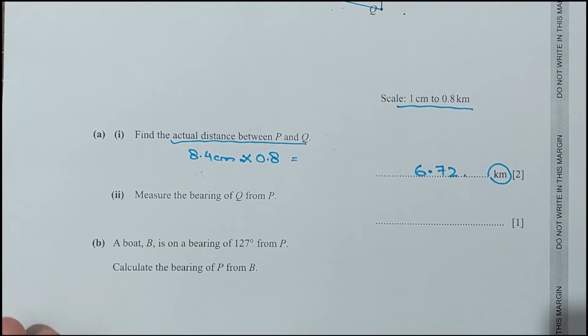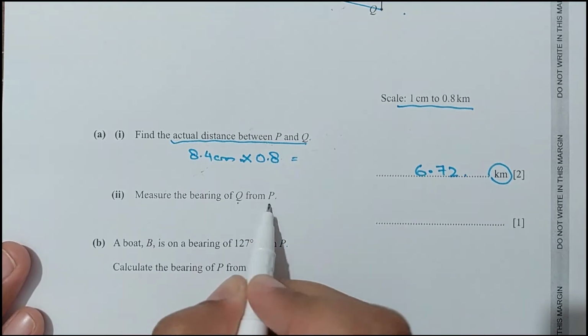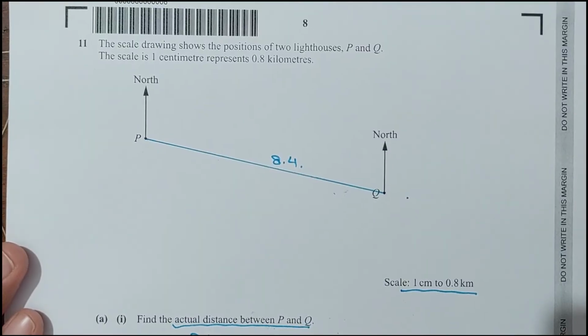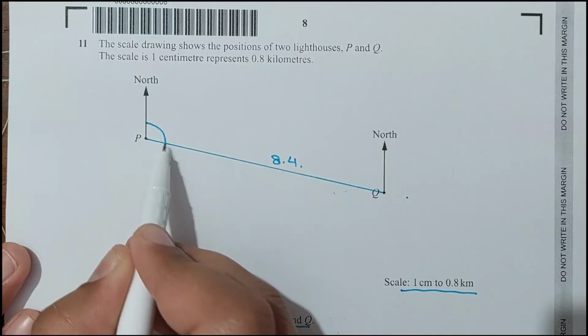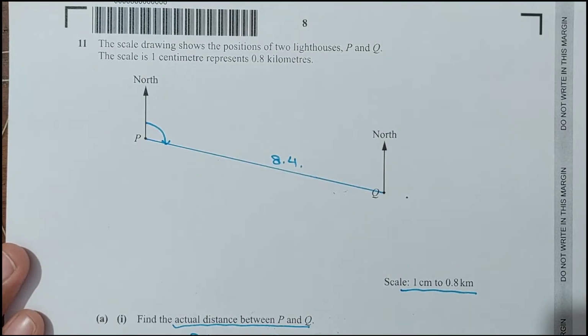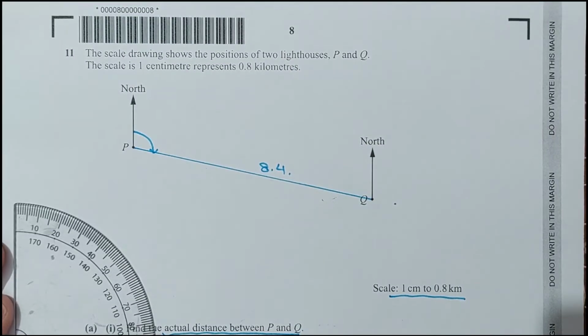Now for the second part of A, measure the bearing of Q from P. So from P to Q, this bearing you have to measure. All right, let me use a protractor and measure the bearing.